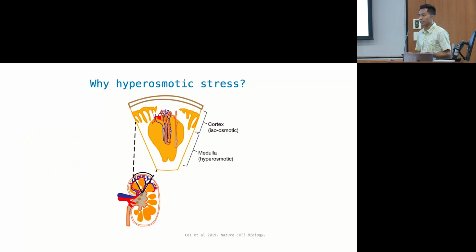So why hyperosmotic stress? Well, it turns out in different organs like the gut, liver, and even the eye, cells are undergoing constant states of hyperosmotic stress. And they have to mount a response to that, right? And if that response goes awry, that can lead to diseases such as type 1 diabetes or cancer.